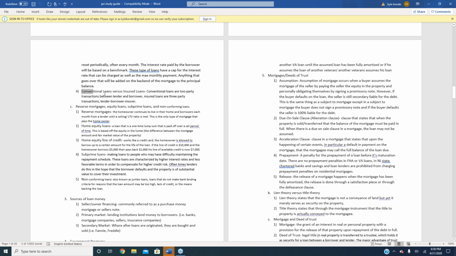And then number 4 here, conventional versus insured loans. The main thing to note there is that conventional loans are a two-party transaction. You just have lender and borrower. With an insured loan, it's a three-party transaction: you have lender, borrower, and insurance company.